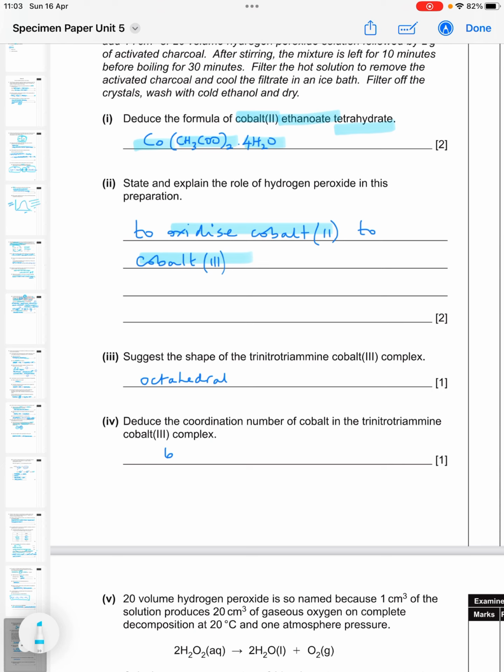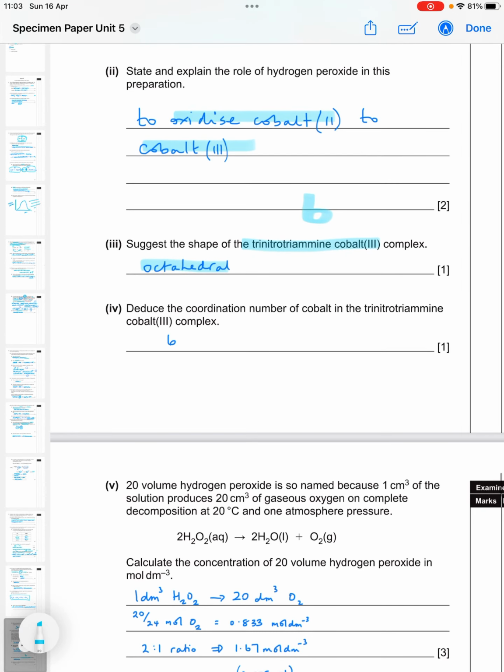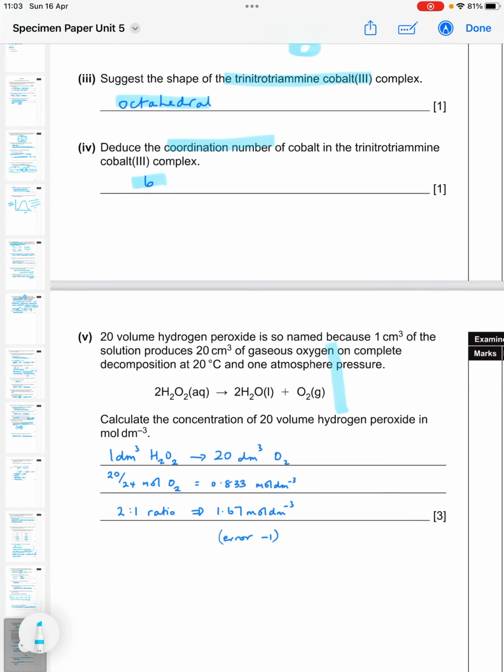Suggest the shape of the trinitrotriamine cobalt 3 complex. So coordination number there is 6. As we said previously, anything with coordination number of 6 is octahedral. And then deduce the coordination number, which is 6.